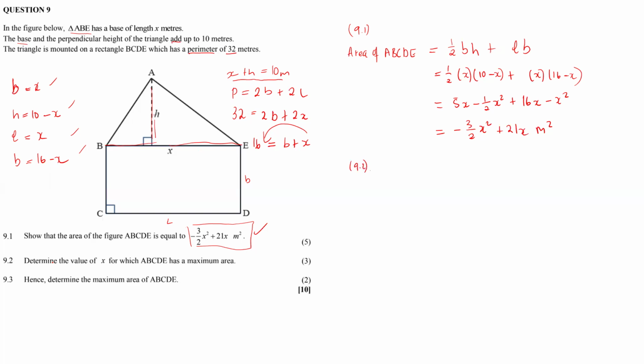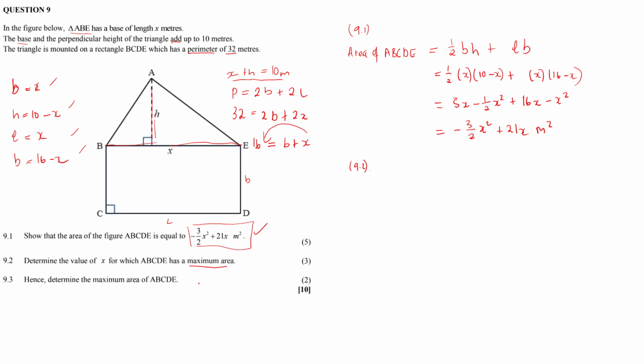Now we are heading to 9.2, and in 9.2 it says to us, determine the value of x for which ABCDE has a maximum area, for 3 marks. Now, this is where we are applying calculus. This is the application of calculus. So there is a concept that we name maxima and minima. So when they talk about the maximum area, what are they actually talking about?